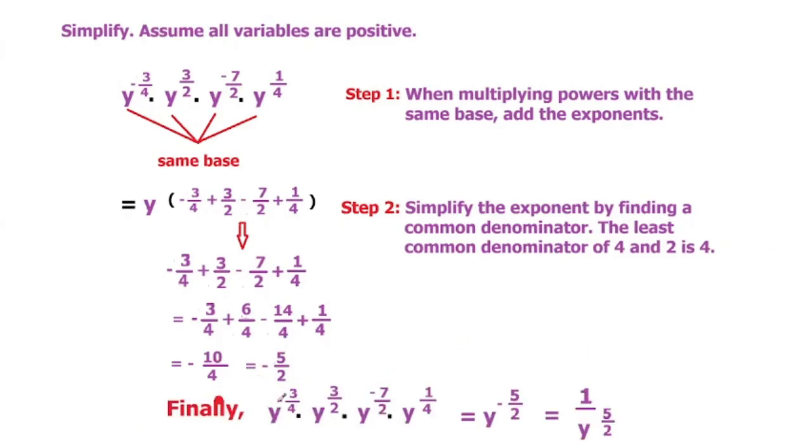So finally, this big huge expression becomes y to the negative 5 over 2. Or you can write it, because the negative means that this goes into the denominator, it just means 1 over y to the 5 over 2. And that's it. That's how you simplify that expression. And that's all there is to it.